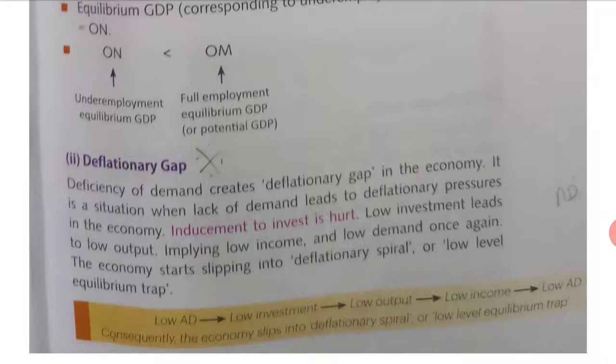Here, due to the deficient demand, what happens? The induced investment is hurt, means it is reduced. They won't invest because there is no profit. So profit reduces, so the induced investment also will be reduced. Low investment leads to low output.